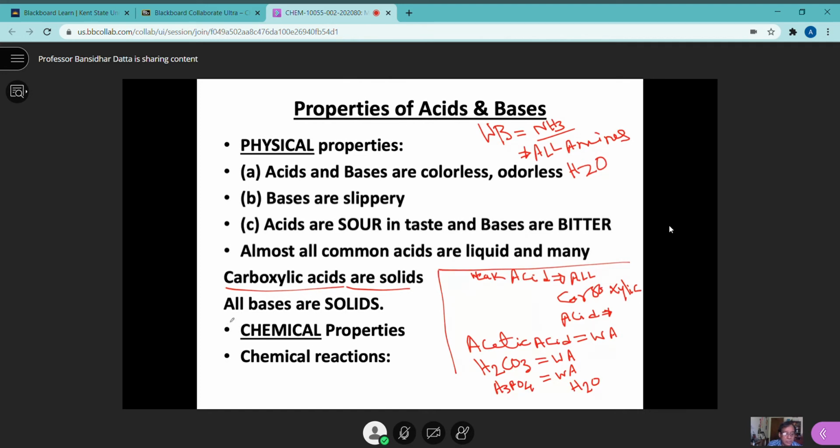All bases are solids, except the exception is ammonia, NH3. Ammonia is a gas. In principle, once you add ammonia plus water, it will make ammonium hydroxide, which is a liquid. Ammonium hydroxide is a liquid, but ammonia in general is a gas. So chemical properties are the next one.